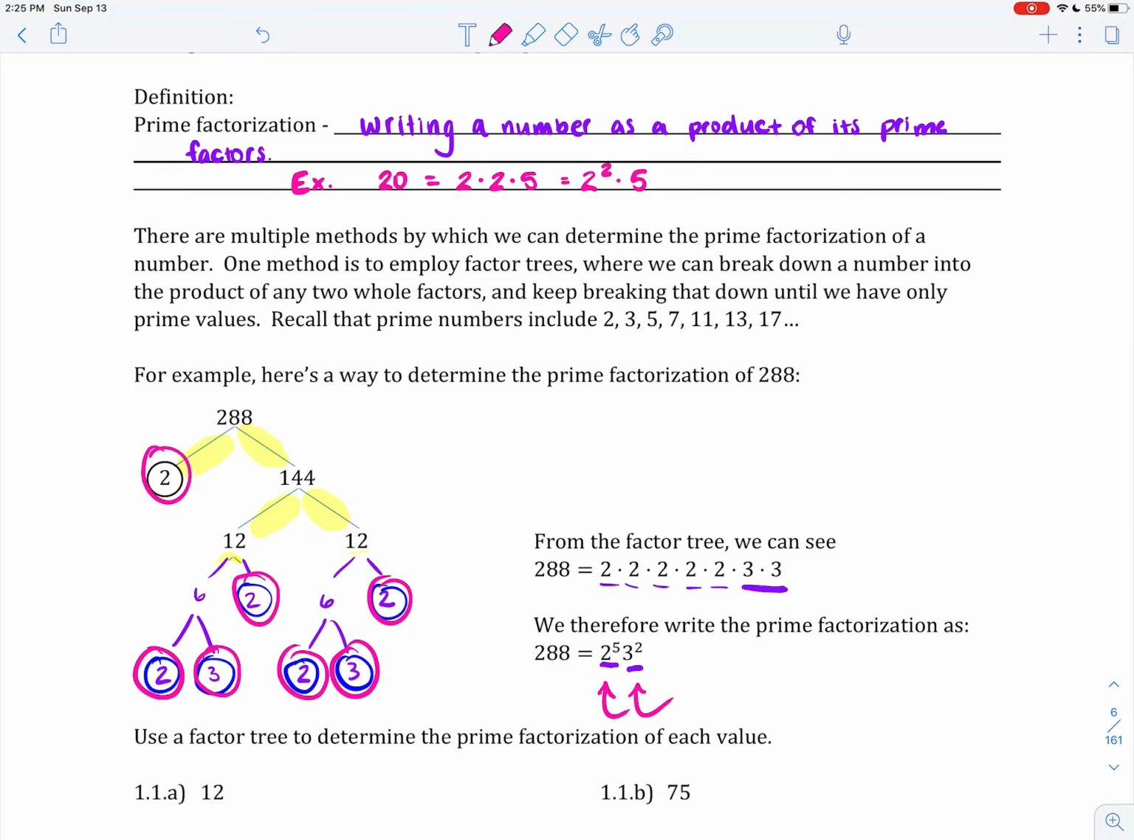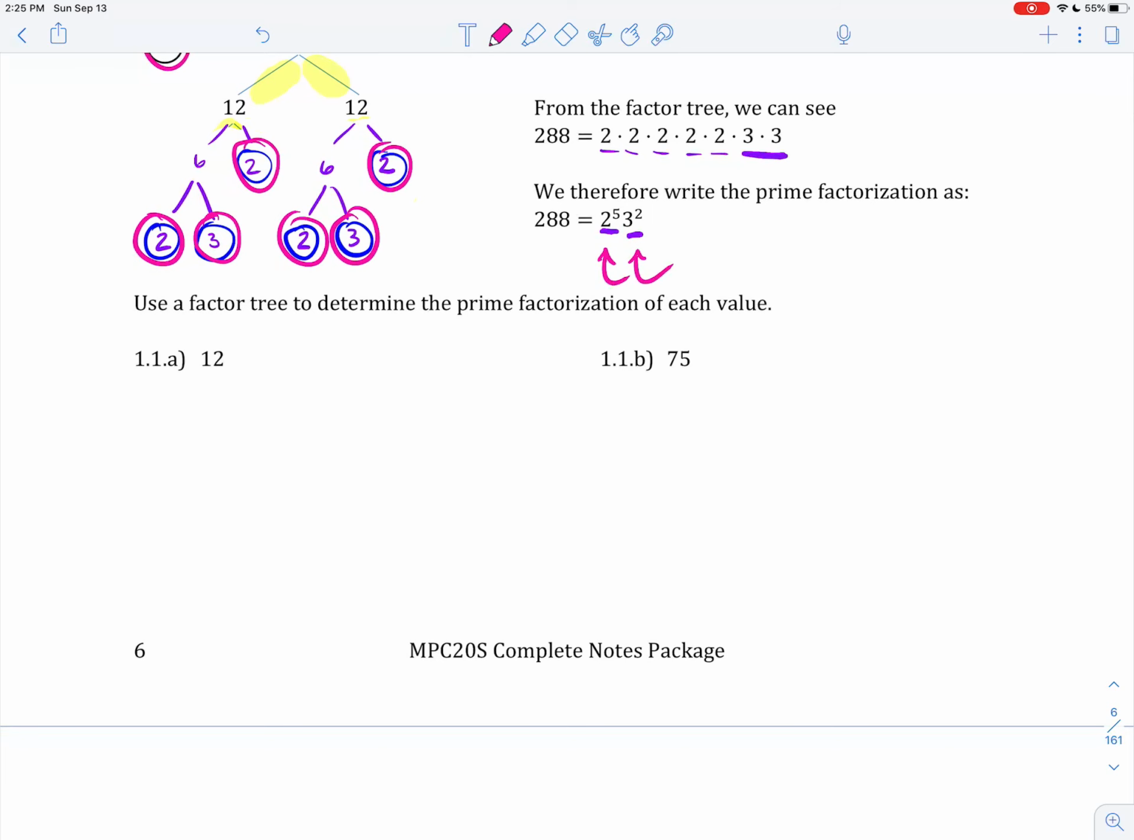Oh, this is just the beginning. Maybe I'll try an example. Oh, here's a 12, and I will use a factor tree specifically to determine the prime factorization of that value. So this 12, I used to see 6 and 2, but I guess I could just say it's 3 and 4 just as well. If I know how to draw the number 4, nailed it.